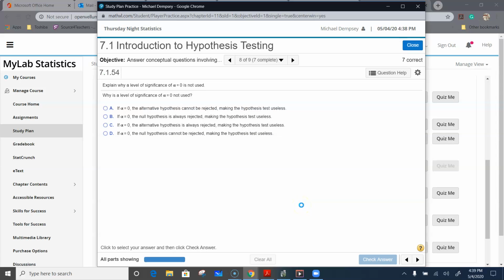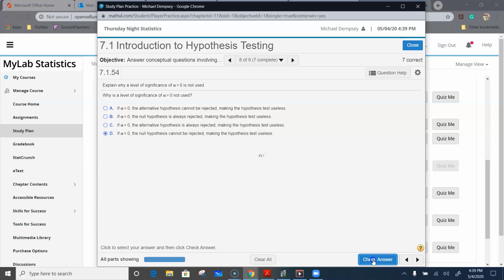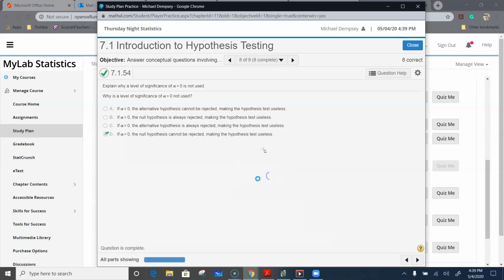Okay. Why is the level of significance alpha equals 0 not used? Remember, alpha is the threshold: if the p-value is less than 0, we reject the null. Well, that's impossible, so we can't possibly reject the null hypothesis. There's really no reason to do a hypothesis test in that situation.